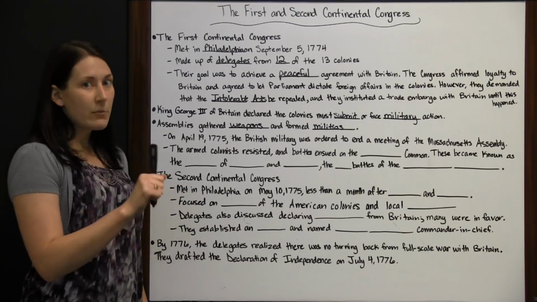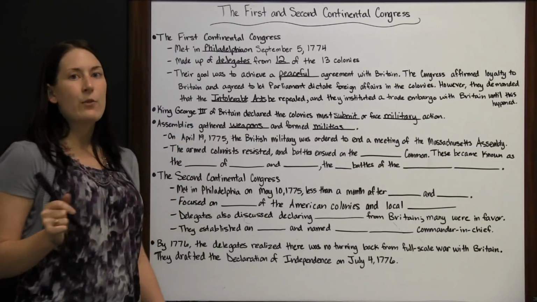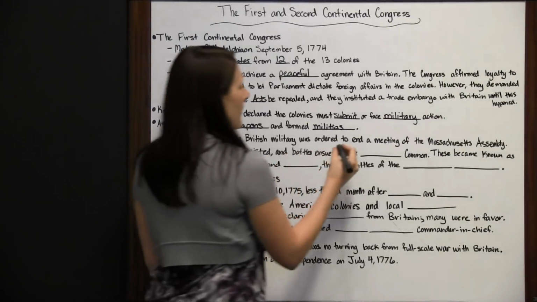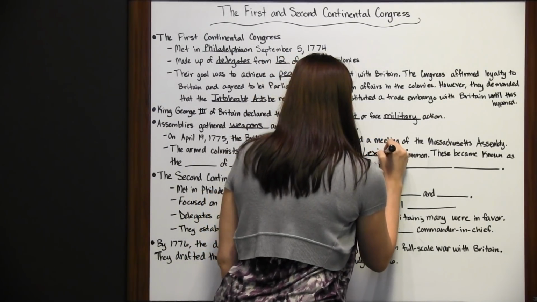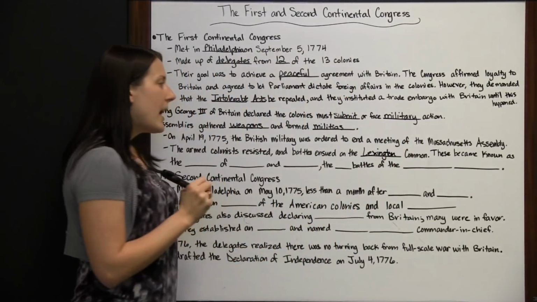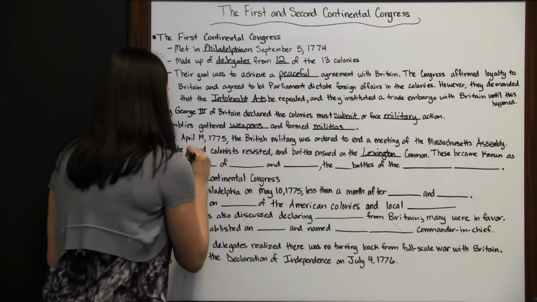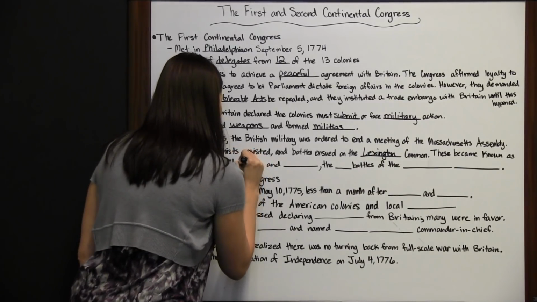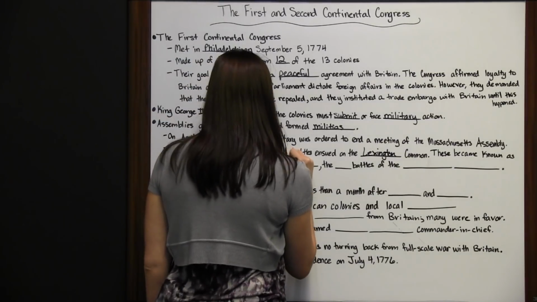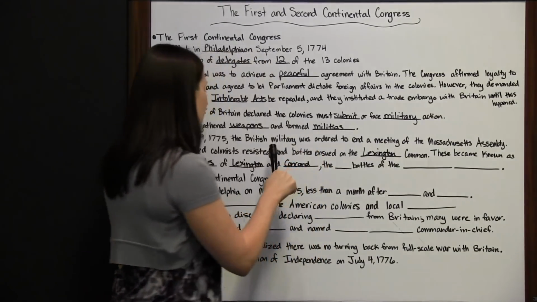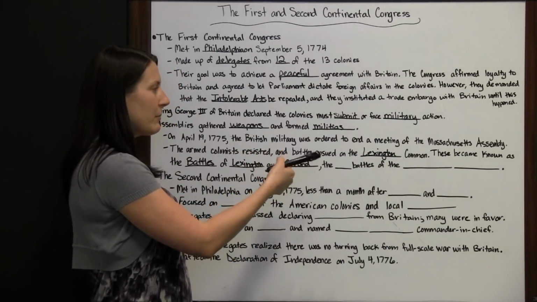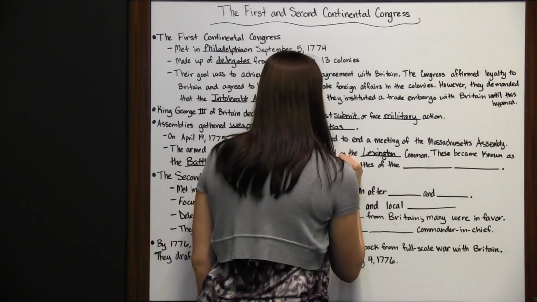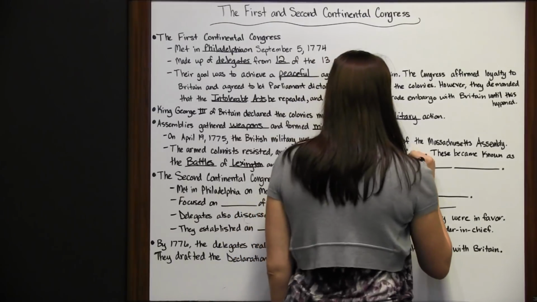Now, the armed colonists that were in the assembly, because remember, they gathered weapons and had formed militias, the armed colonists resisted the British soldiers, and battles ensued on the Lexington Common. Now, these battles became known as the battles of Lexington and Concord, because that is where the battles between the British military and these armed colonists that were part of the Massachusetts Assembly occurred. And the battles of Lexington and Concord became the first battles of the American Revolution.